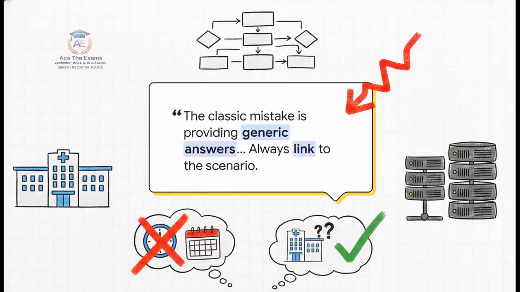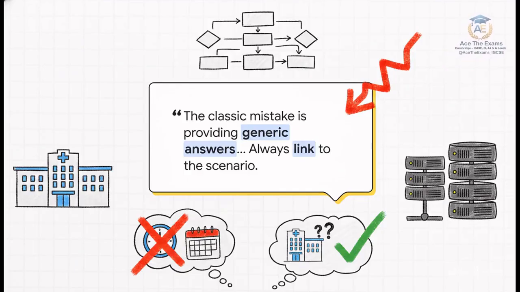Listen to this direct quote from the examiner's report, and let's turn this into our speed writing challenge. The classic mistake is providing generic answers not specific to the question context. Always link every point to the given scenario. I literally cannot emphasize this enough.